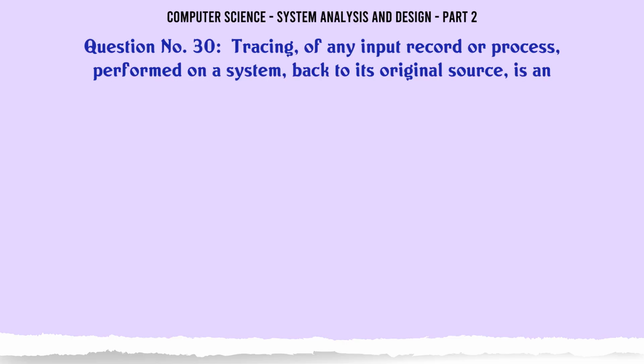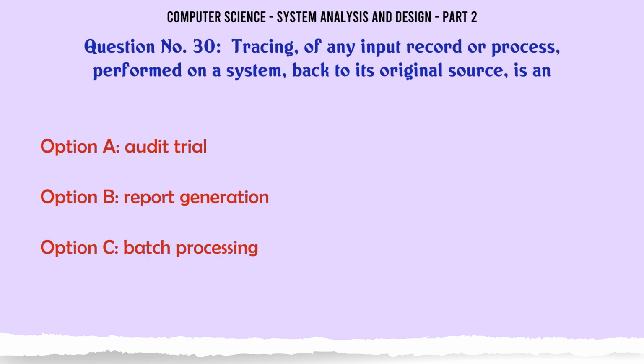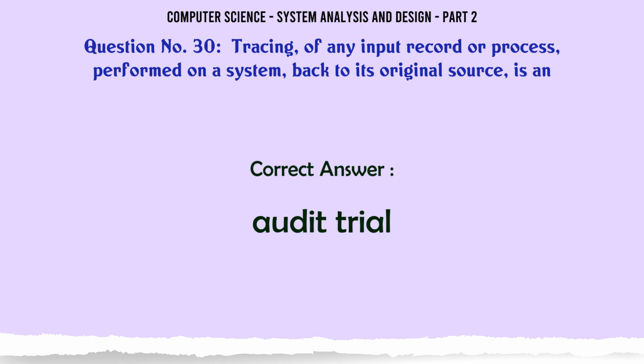Tracing of any input record or process performed on a system back to its original source is an A. Audit trail, B. Report generation, C. Batch processing, D. Conversion. The correct answer is audit trail.